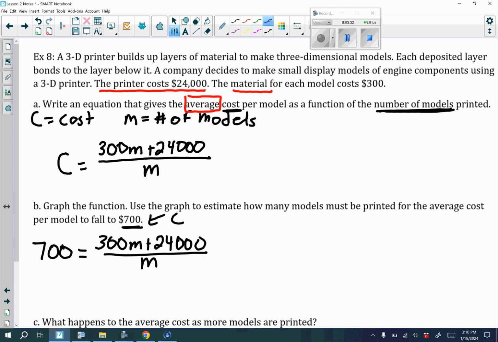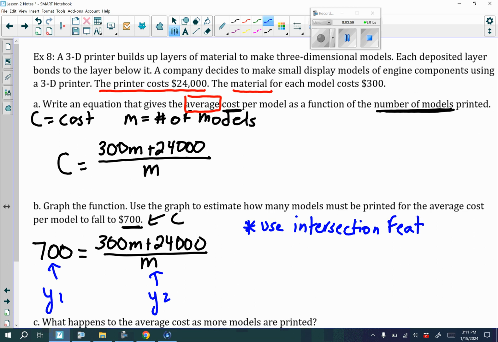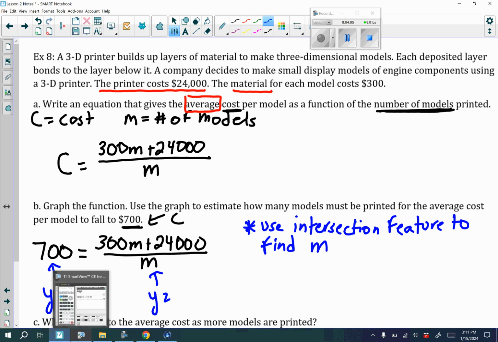We've actually done this in class before. It's been a while, but we're going to plug both of these into our graphing calculator. We're going to take 700 and plug it into Y1, and this function into Y2, and then figure out the intersection. So use the intersection feature to find the M value. Let's go ahead and do that. Probably some good review of our graphing calculator stuff.